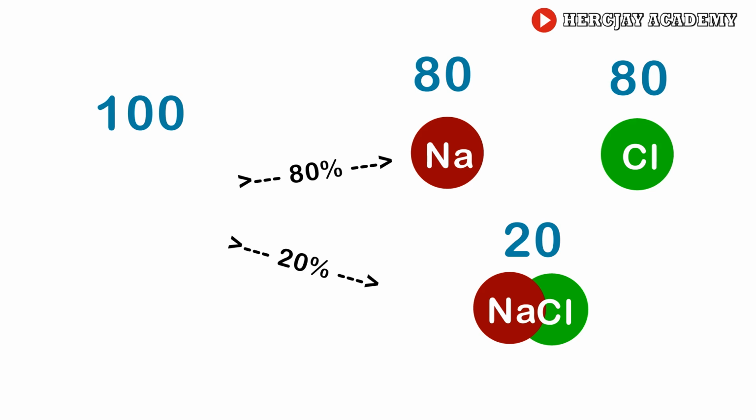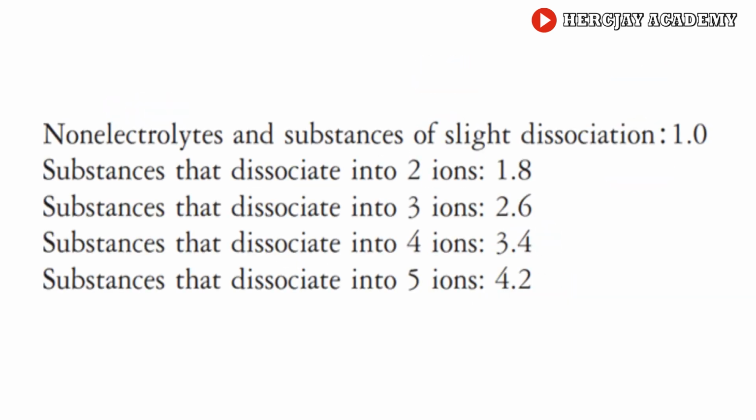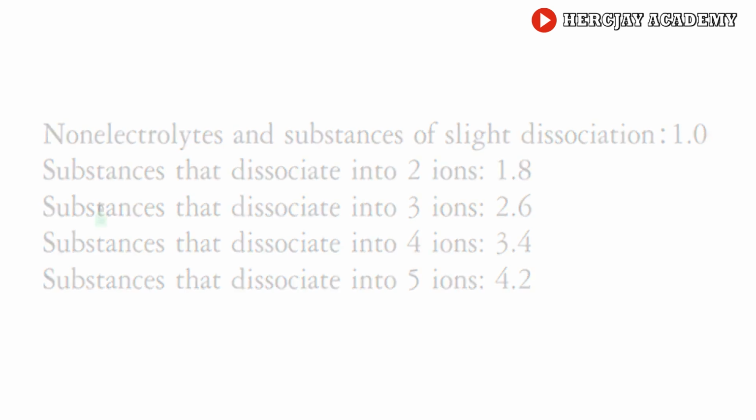Since we started with 100 particles, i, or dissociation factor, is equal to 180 particles all over 100 particles, which is equal to 1.8. In fact, we assume the dissociation factor values to be as seen in the text below. Sodium chloride dissociates into two ions, sodium and chloride, so it has a value of 1.8. We can use the other values for other types of electrolytes as required.